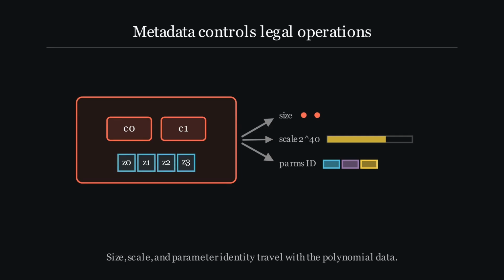Microsoft SEAL carries this information with the ciphertext because an evaluator cannot infer compatibility from the intended plaintext meaning. Size affects operation cost, scale affects approximate arithmetic, and the parameter's ID determines which modulus set is active.